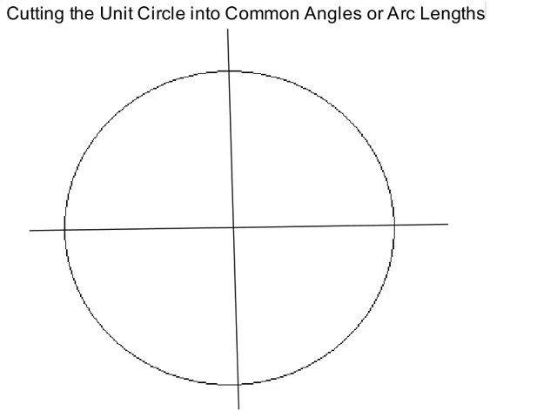Now we understand the unit circle. Let's start cutting it into common angles or arc lengths, since in reality angles and arc lengths are the same in the unit circle. So we're going to start from the positive x-axis at the point (1, 0), and all of our angles are going to be measured counterclockwise, same as our arc lengths.